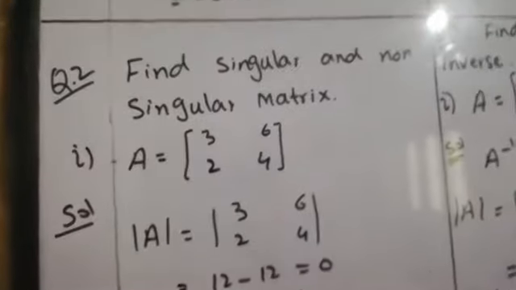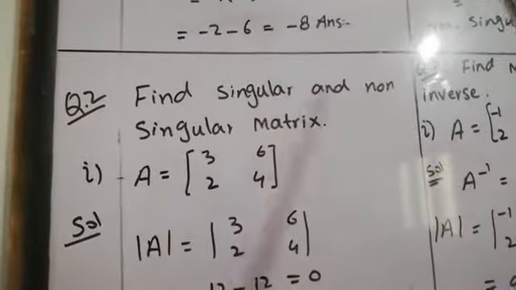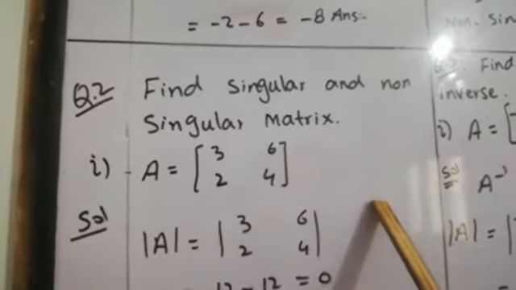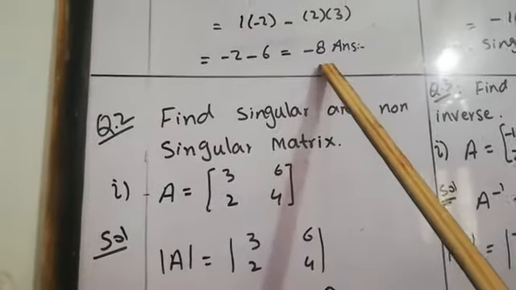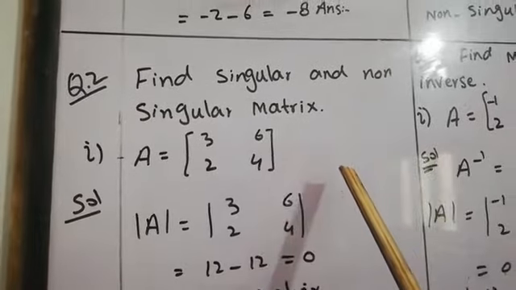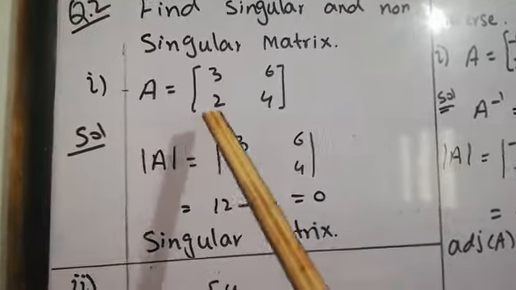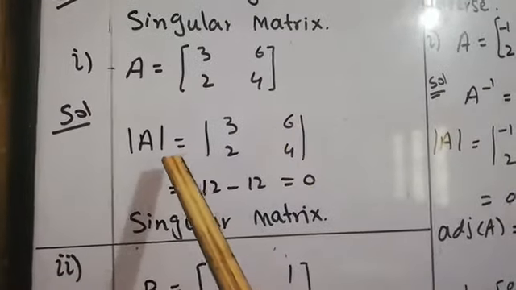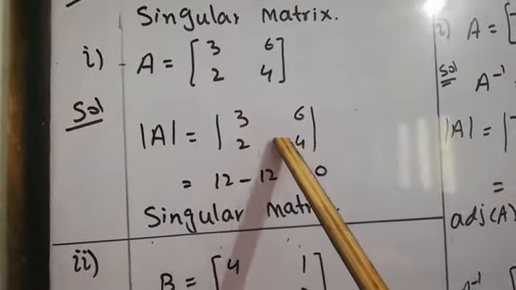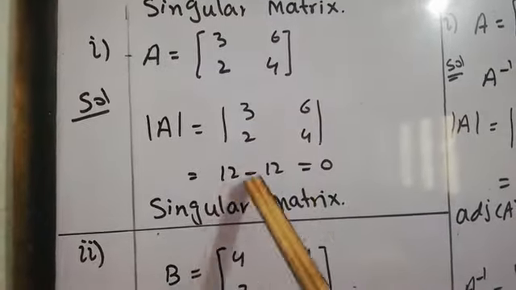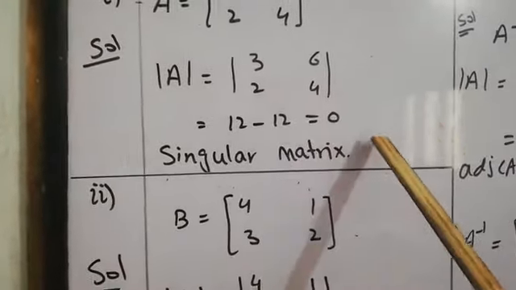Question number 2, find the singular and non-singular matrices. Dear students, remember, if the determinant of any matrix is equal to 0, then the matrix is known as singular. And if the determinant is not equal to 0, like this one, then the matrix is known as non-singular. So question 2, part 1, A equals 3, 6, 2, 4. First of all, we write it in the determinant sign, and then we multiply: 3 fours are 12, 6 twos are 12. 12 minus 12 is equal to 0, and this is a singular matrix because its determinant is 0.